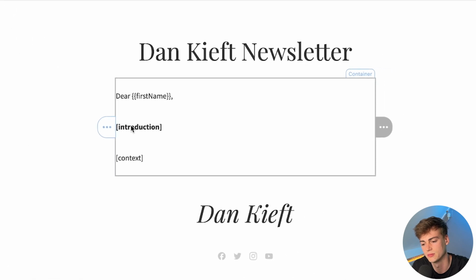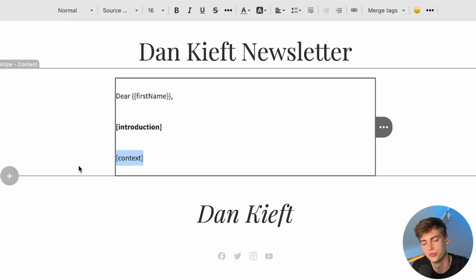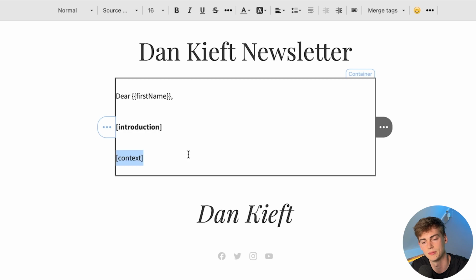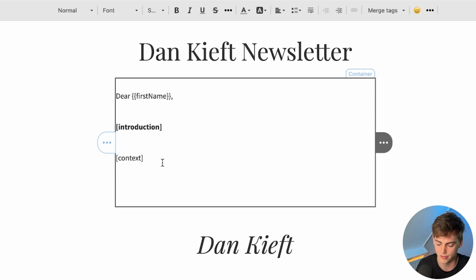Now here, let me show you this template. We have first off an introduction. Then we have the context about the topic. So for example, if my topic was how to edit your videos with AI, then I can give the context right here. And then next up, we have a call to action.